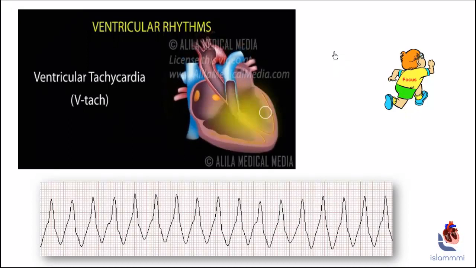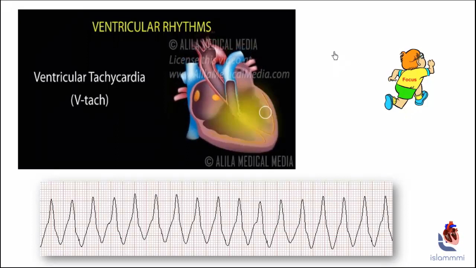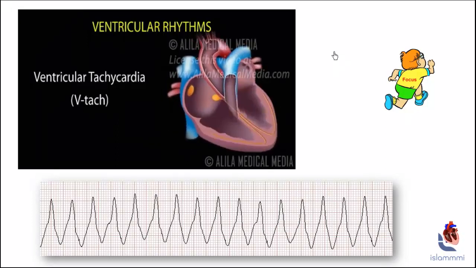And why we say tachycardia? Because if you calculate the heart rate here, this is heavy red line, the next one here, so only two boxes in between, so the heart rate is 150. So it's tachycardia, ventricular tachycardia. Very simple. Okay.